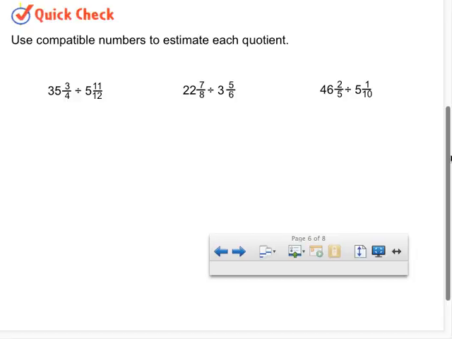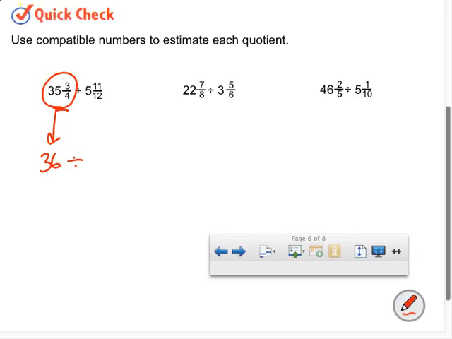Who would like to share with the class the first problem? Akbana, thanks for volunteering. So first of all, we need to rewrite these mixed numbers, right? So what did you get for your first mixed number? You rewrote that, and what did you get? 36. Very good, because the 3/4 is close to 1, and 1 plus 35 gives us 36.